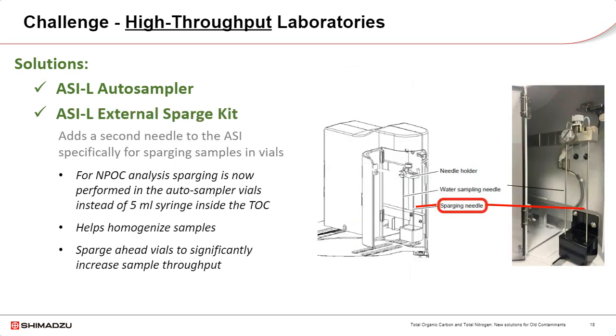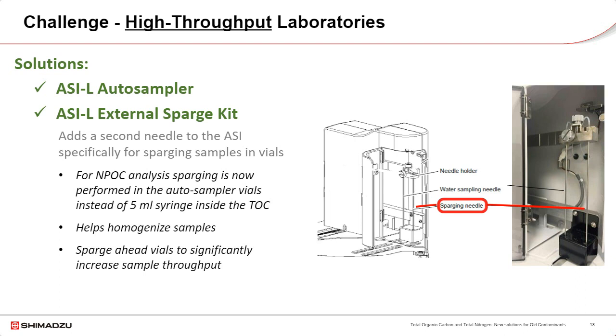Now, additionally, we offer an external sparge kit. This kit is installed on the autosampler to even further increase throughput. The most common type of analysis that most people are running is NPOC analysis. When performing NPOC analysis, or non-purgeable organic carbon, samples need to be sparged to remove the inorganic carbon from the sample prior to measurement.